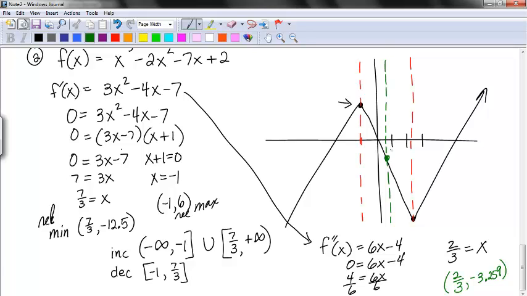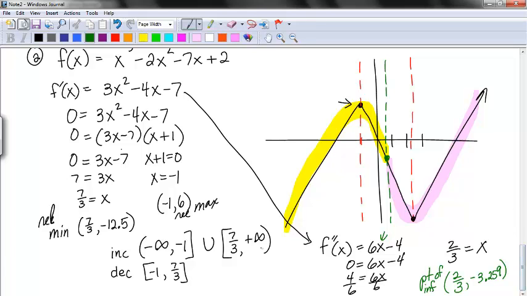Then you check points to the left of that. An easy one to check is 0. You put 0 in the second derivative, and you're going to end up with a negative. So that tells you this much of the graph is concave down. Then you check something to the right of 2/3. Don't check the max or min points. Check like 2 or something like that. 6 times 2 would be 12, so you end up with a positive. So this part would be concave up. So you know this then is a point of inflection.